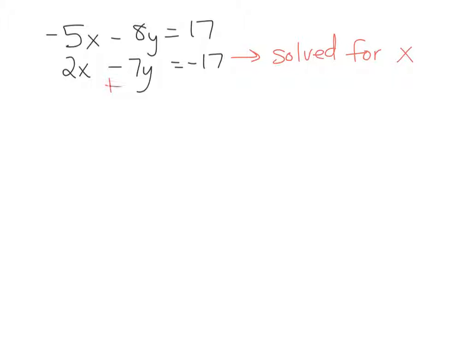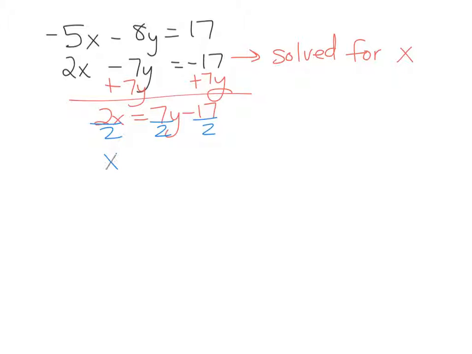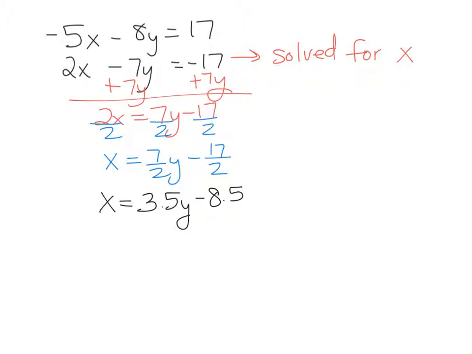So when I did, I added 7y to both sides. And then I had 2x is equal to 7y minus 17. And of course, my next step, I'm going to divide everything by 2. And yes, this means I get fractions. So I get 7 over 2y minus 17 over 2. You could also rewrite this as decimals, since they are terminating decimals, as 3.5y minus 8.5. Those are both fine options. Either this option or this option works.